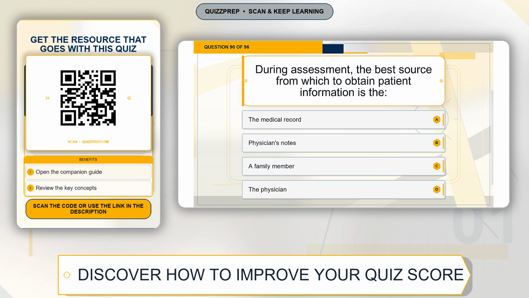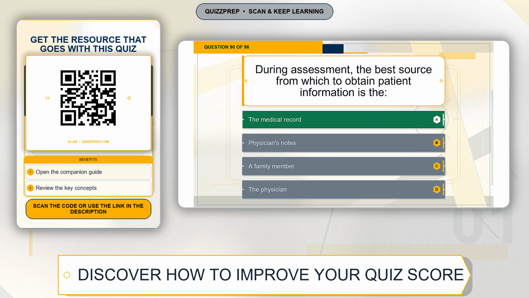Question 90. During assessment, the best source from which to obtain patient information is: Option A, the medical record. Option B, physician's notes. Option C, a family member. Option D, the physician. The correct answer is option A, the medical record.